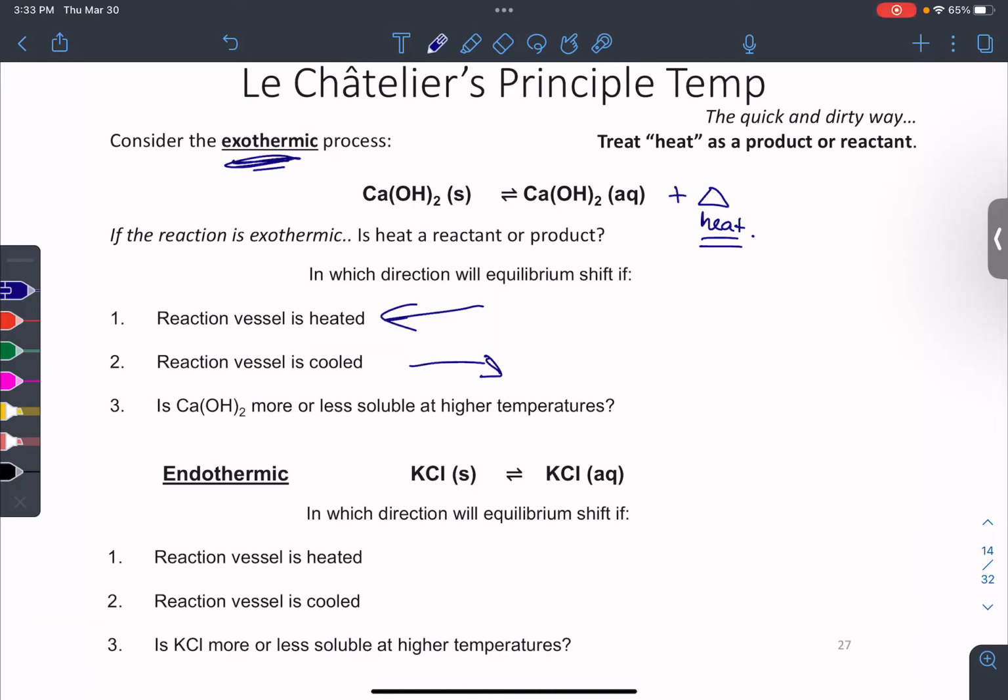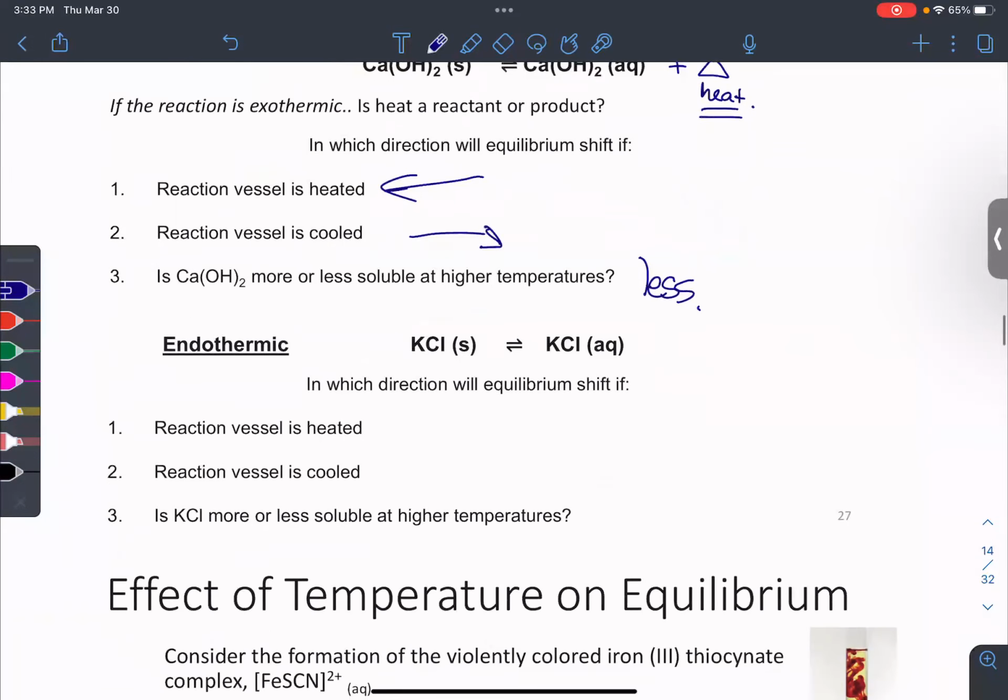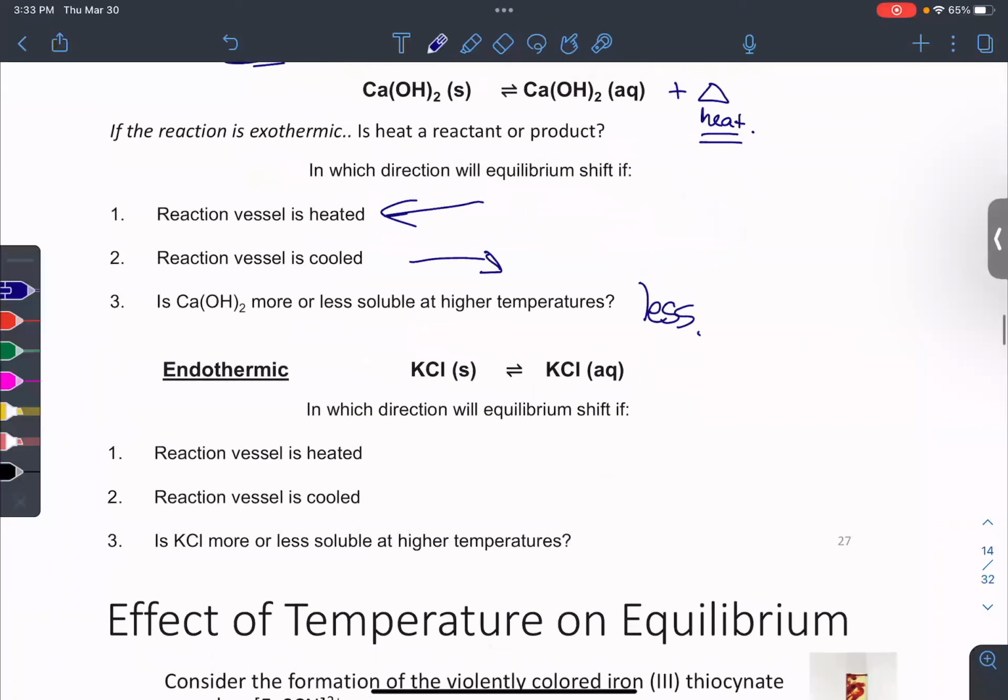Right? So based upon our observations here, is calcium hydroxide more or less soluble at high temperatures? Less, yes. Isn't that weird? That's weird. Usually solids get more soluble at high temperatures. Weird. Okay. All right, let's look at an endothermic one. I think that is a question in your LCP lab, maybe.